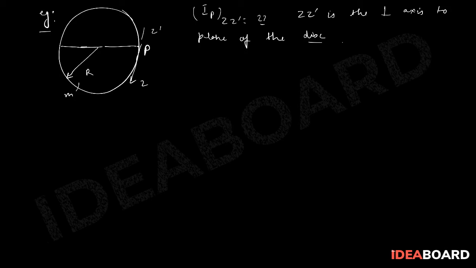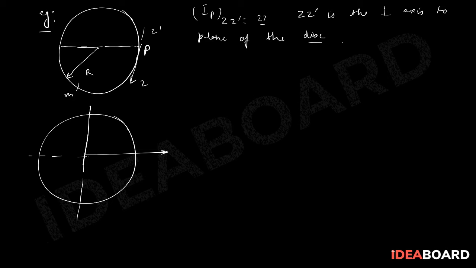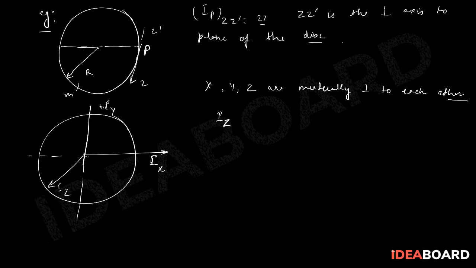So first of all, if you see this disk, you can see there are two axes, 1 and 2, like this. This will be Iy and this is Ix, okay, and this is going to be Iz simply. So x, y and z are mutually perpendicular to each other, we know that. So we can apply perpendicular axis theorem. Iz is equal to Ix plus Iy.